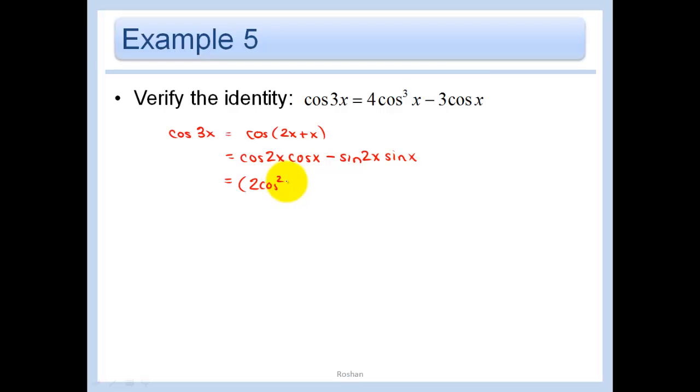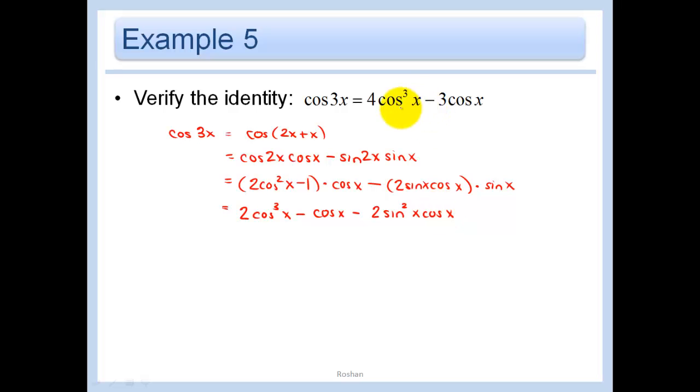2 cosine squared x minus 1 times cosine x minus, and then the sine of 2x was just 2 sine x cosine x times sine x. So just keep going with this. Distribute that cosine x out. So we have 2 cosine cubed x. Woohoo, we have a cubed. Minus cosine x. And then we have minus, distribute this sine x out. We have 2 sine squared x cosine x.